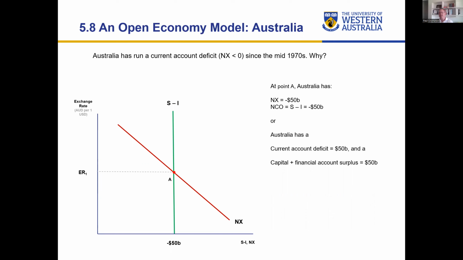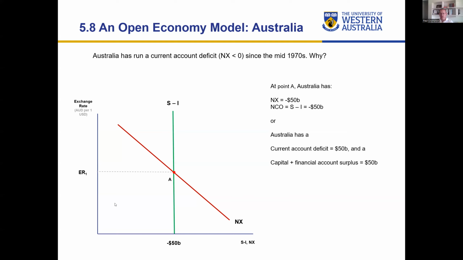Then in 2019, 2020, 21 onwards, Australia moved into some current account surpluses. So what I'm going to do is ignore the more recent current account surpluses and focus on why Australia has had a current account deficit for most of its history since the early to mid 1970s.